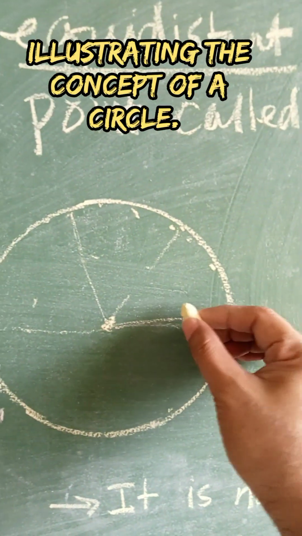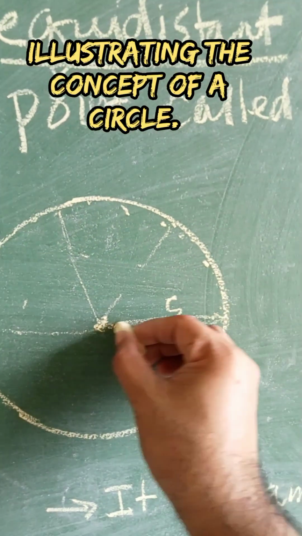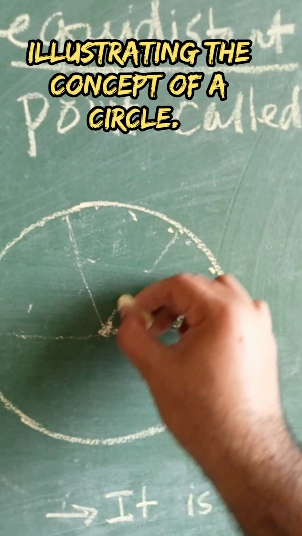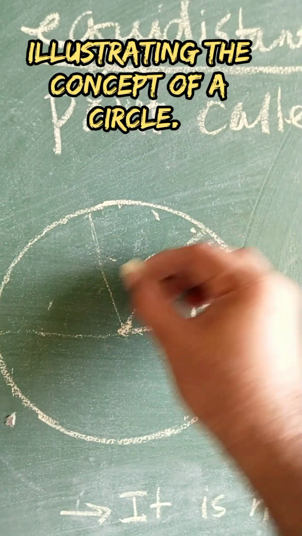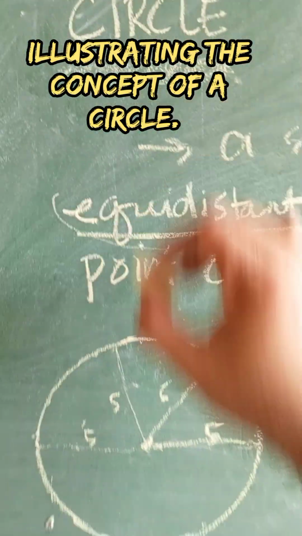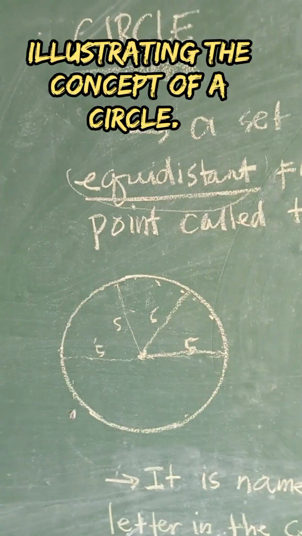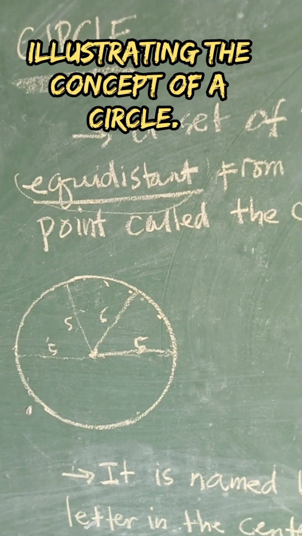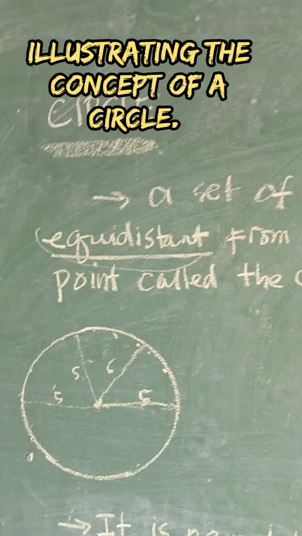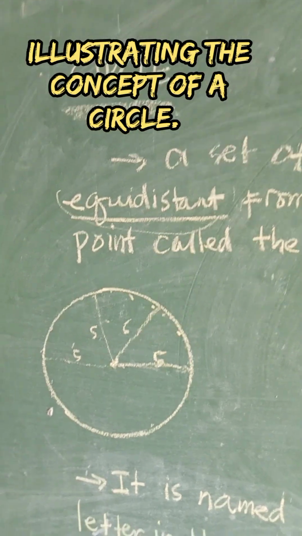So for example, if this distance is 5, and then this one is also 5, and so on and so on, because of the term equidistant. So I hope you have now the complete idea or recollection on how to illustrate, how to demonstrate the concept of a circle.